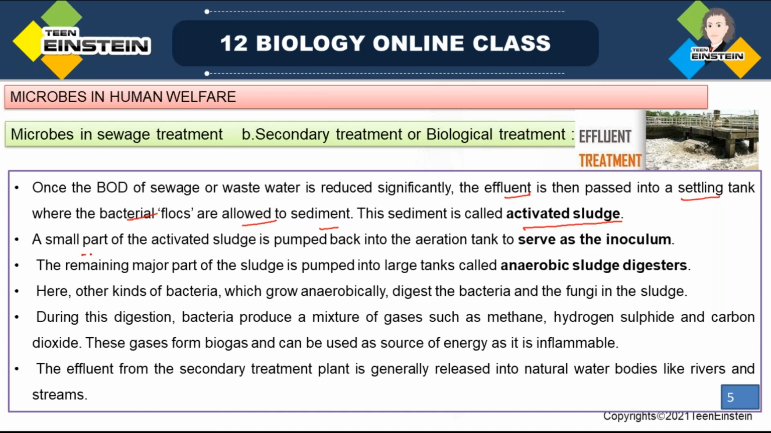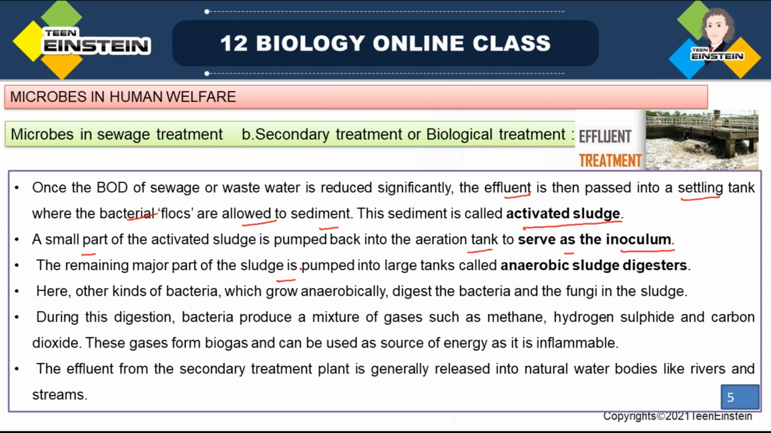Then a small part of this activated sludge will be pumped back to the aeration tank. Why is it sent back to the aeration tank? Because it will serve as the inoculum. Okay, the part which is pumped back to the aeration tank works as the inoculum. Then the remaining part, after sending back the inoculum, will be the major part, the larger quantity.